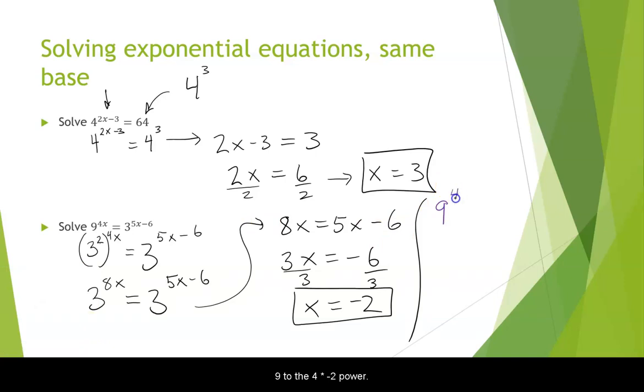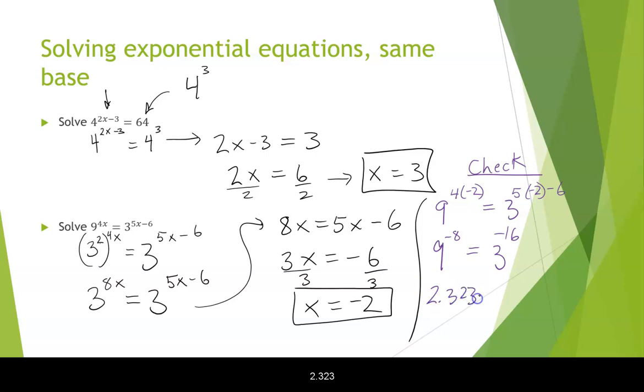9 to the 4 times negative 2 power equals 3 to the 5 times negative 2 minus 6 power. This turns into 9 to the negative 8 power equals 3 to the negative 10 minus 6. Negative 10 minus 6 is negative 16. Plugging this into the calculator, I've got 2.323 times 10 to the negative 8.